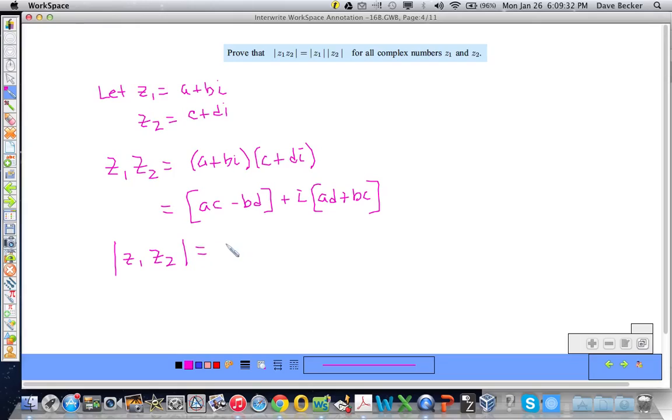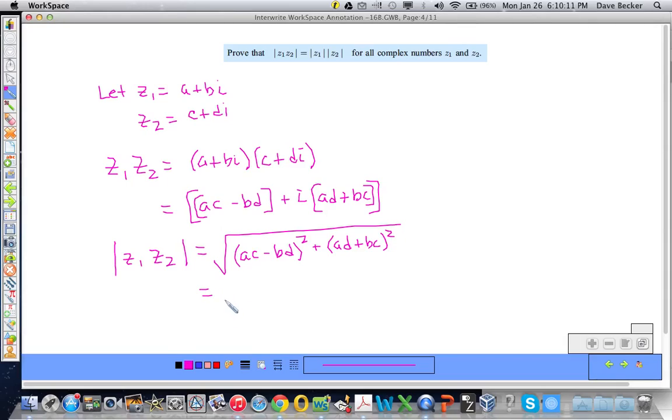Okay, so if this is true, which it is, then mod z1 z2 is equal to the square root of these guys. Oops, I forgot a thing here. I guess I should have used parentheses in there. It doesn't matter. So mod z1 z2 is simply going to be the square root of the square of each of the real and imaginary parts: (ac minus bd) squared plus (ad plus bc) squared.